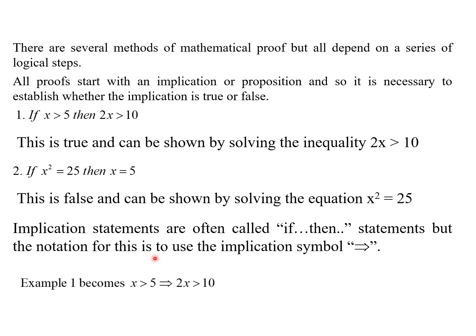And how do we actually write them out using the implication symbol? The first example will be this. That means if and then can be represented with the implication symbol. When you see this implication symbol, you should simply read it out as, if x is larger than 5, then 2x is larger than 10. The second example is also similar. If x squared equals 25, then x would be 5. And then you can make a conclusion whether it's true or false.